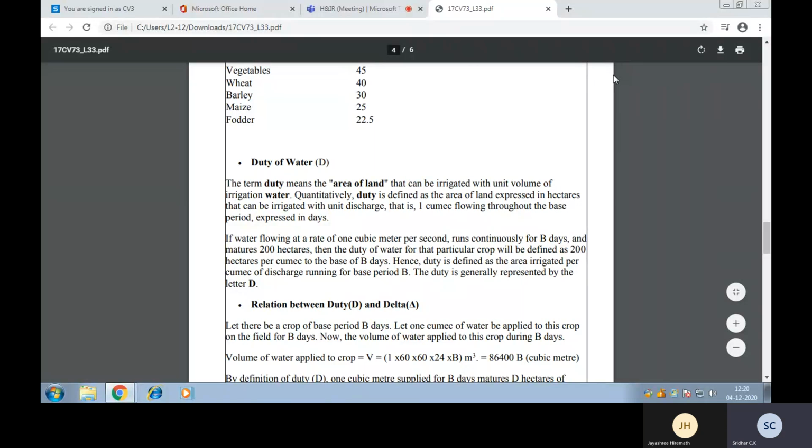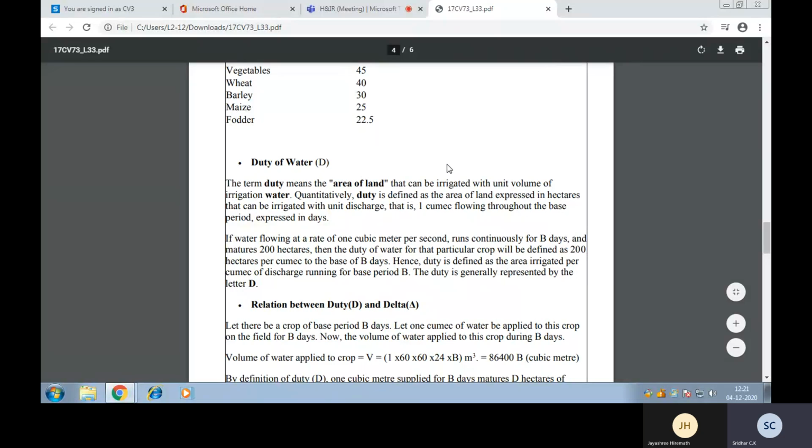That means 1 cubic meter per second. That is a discharge of water which can irrigate a certain area. It may be half a meter square or 10 meter square or 20 meter square, whatever it may be. So this is the area. What is the area which is to be irrigated? The capacity which is very much required for the growth of the crop is referred to as the duty of water.